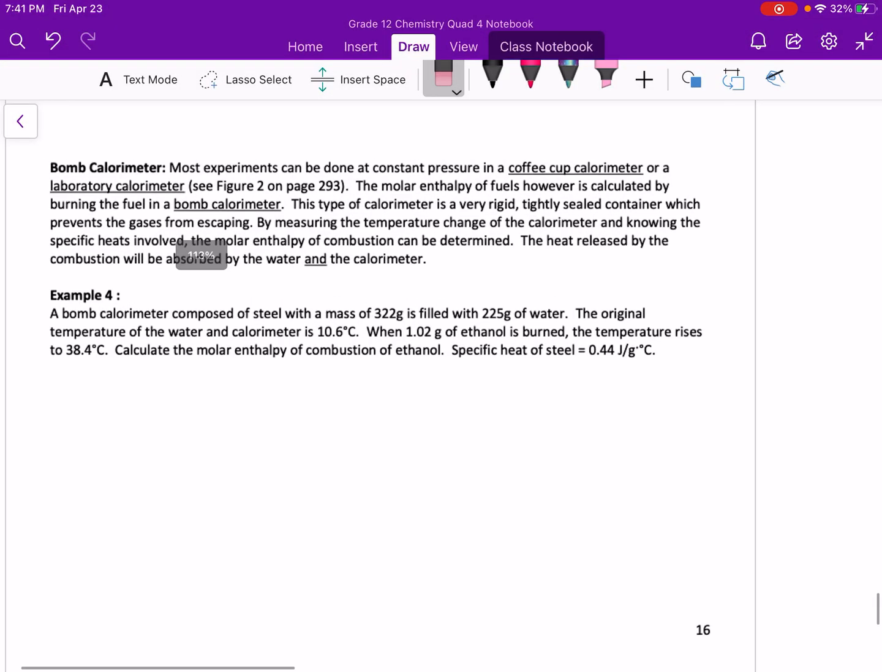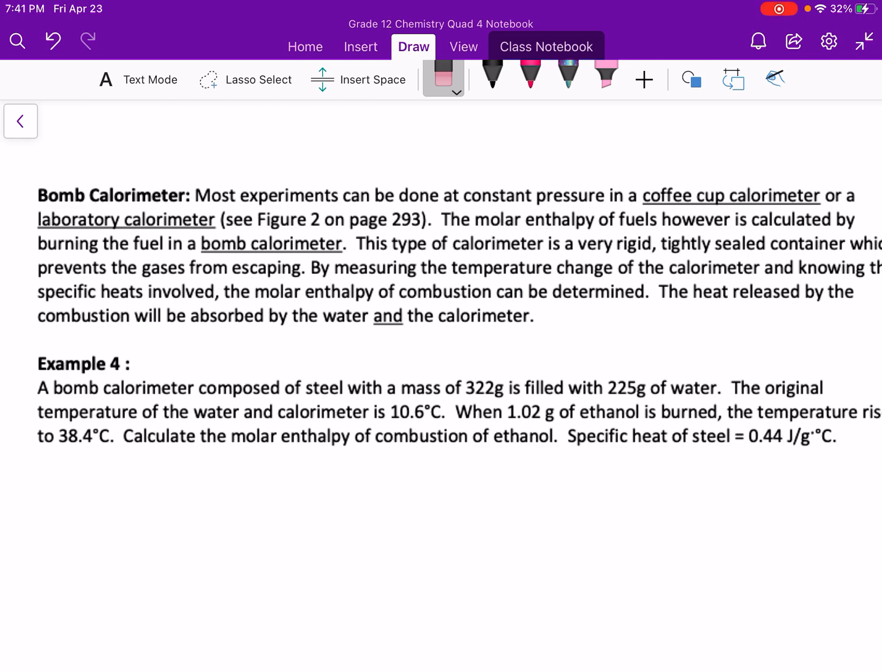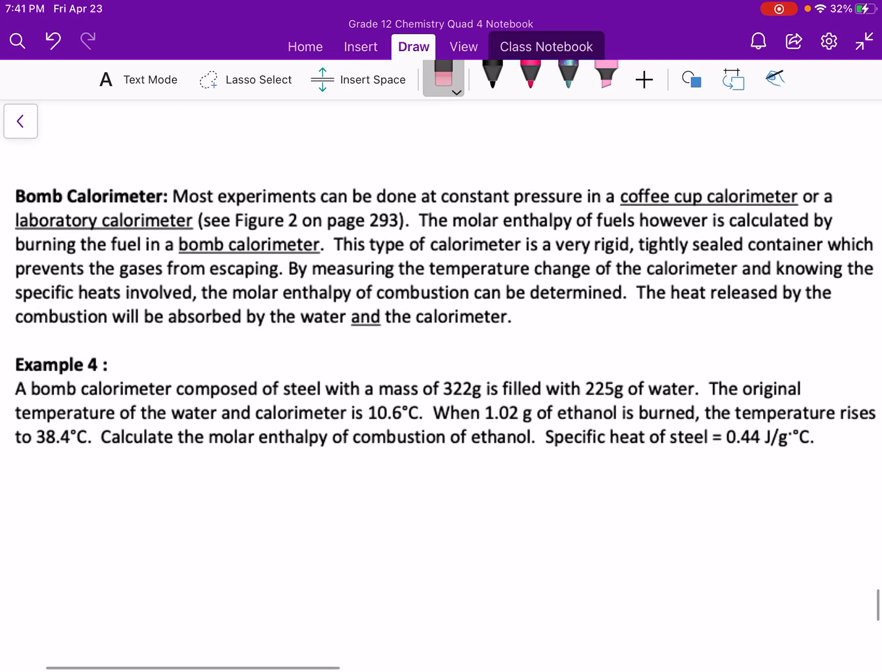Our next example is going to deal with the bomb calorimeter. Usually we use a coffee cup calorimeter or a laboratory calorimeter, but the molar enthalpy of fuels is calculated by burning the fuel in a bomb calorimeter. It's very rigid with a tightly sealed container which prevents the gases from escaping. By measuring the temperature change of the calorimeter and knowing the specific heats involved, molar enthalpy of combustion can be determined. The heat released by the combustion will be absorbed by the water and the calorimeter.